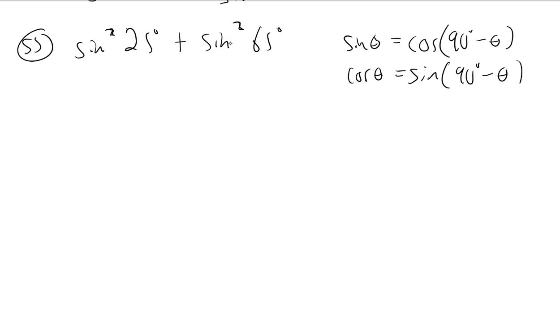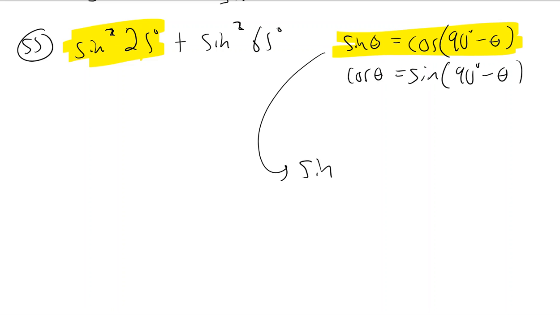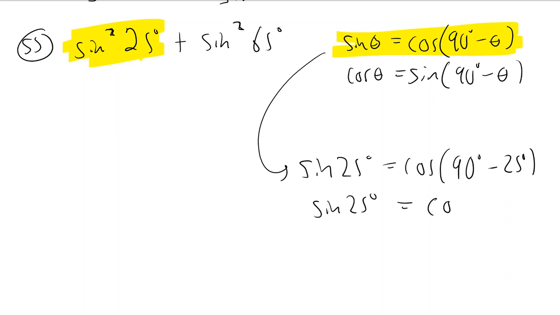Okay, so we don't know which one to pick, so we're just going to pick one. If I take this first one and apply it to this, it says that the sine of some angle, like 25 degrees, is the same thing as the cosine of 90 minus that angle. So same theta: if I put 25 degrees here, I have to put 25 degrees here. So that cofunction tells me that sine of 25 is really the same thing as cosine of 65.